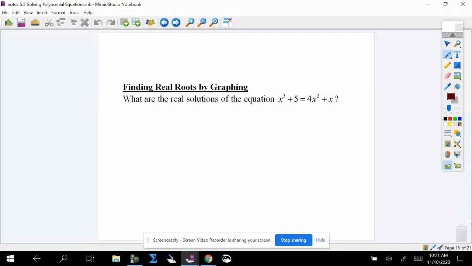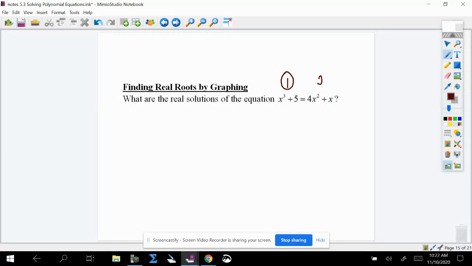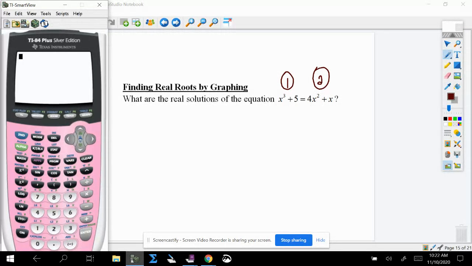One option on your calculator is to look at each side of the equal sign as a separate part of this equation. So thinking of this part as part one and this side as part two. And so when you go to your calculator and you go to your y equals and get rid of whatever's there, you're going to type in one side of the equal sign into one of the lines. So in y1, I'm going to type in x to the third power plus 5. And then into y2, I'm going to type in 4x to the second power plus x.